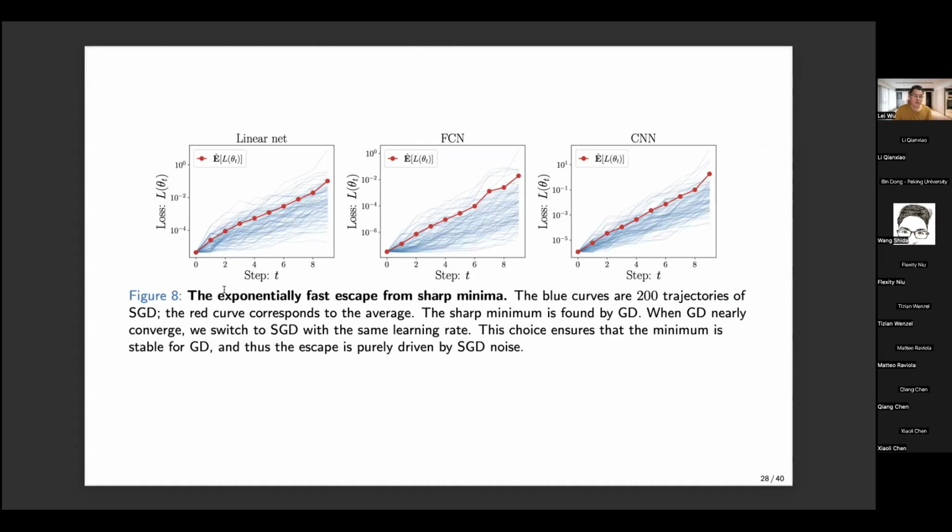Here I provide some more detailed experiments for the linear network, fully connected network, and the convolution network. You can see that for all the models, SGD escapes from the global minimum exponentially. For example, in this case, the loss increases from 10 to the minus 8 to around 10 to the minus 2 in just 9 or 10 iterations. The escaping is indeed exponentially fast.